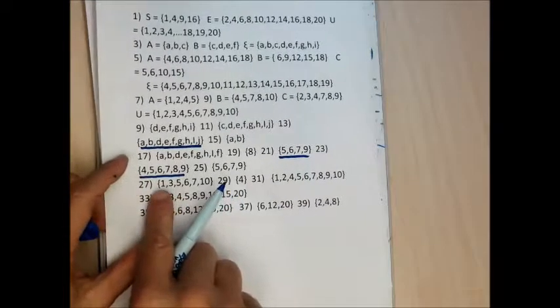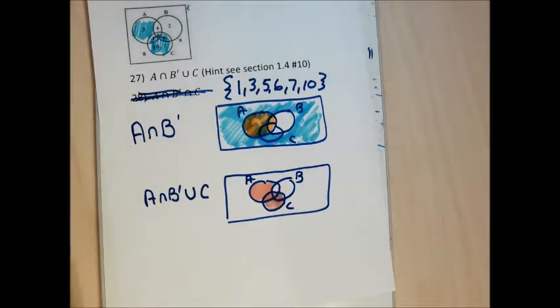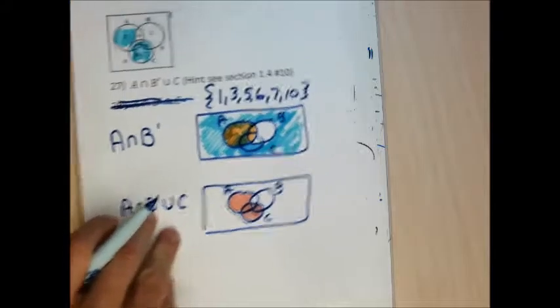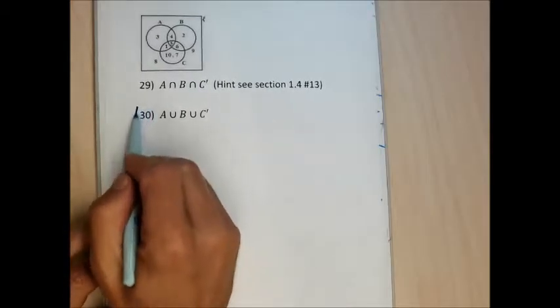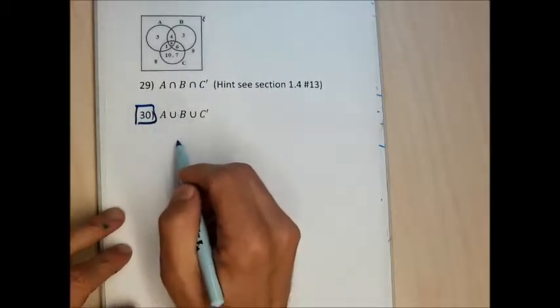And I look at my answer 27, 1, 3, 5, 6, 7, and 10. I feel good about that. I'll let you do 29 because it's got all those ugly intersections. I'll do 30 because it has unions. In unions, I can do all in one color.